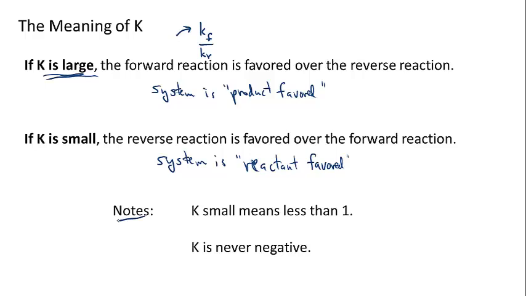A couple of notes here. When we say K is small, it means it's less than 1. K always has to be greater than 0. But if K is small, it will be less than 1, a number like 0.02 or something like that. K can never be negative because you can't have negative concentrations, and the equilibrium expression is a function of concentrations.